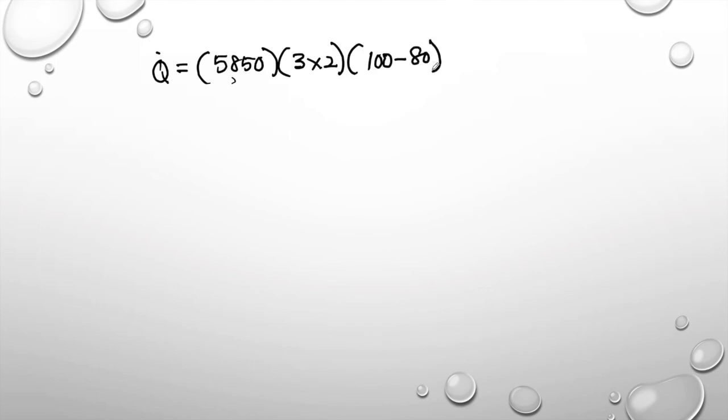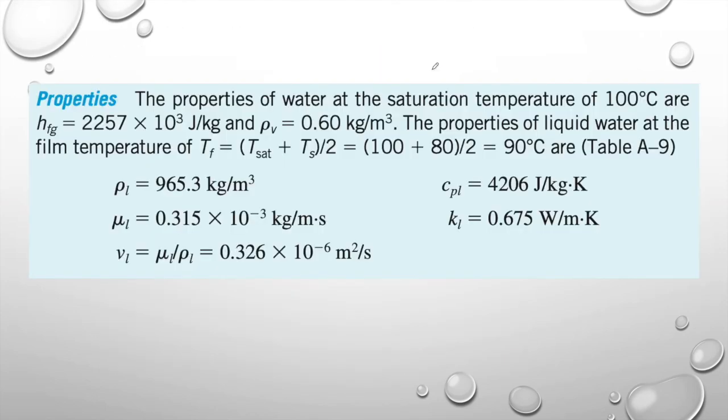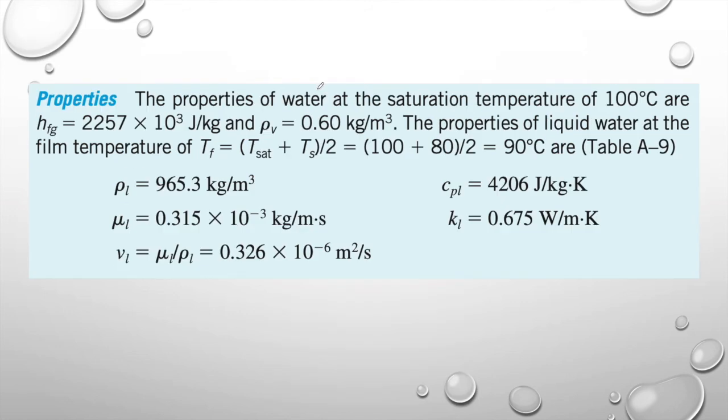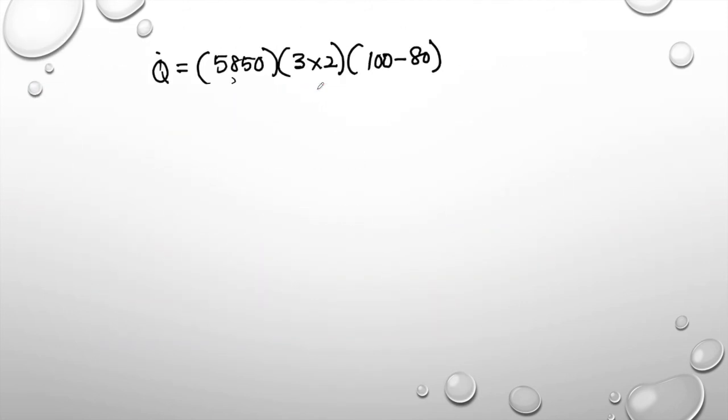So where do I get that 80 value? The 80 degree value is from here: the vertical plate is maintained at 80 degrees Celsius. After that, what we get here is Q is about 7.02 times 10 to the power of 5 watt. So we have already answered the first question.